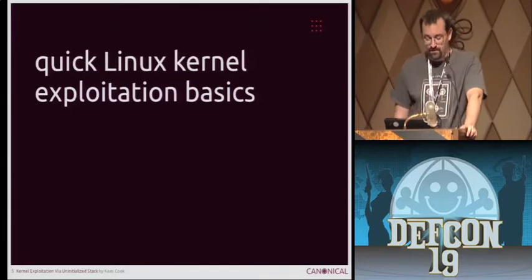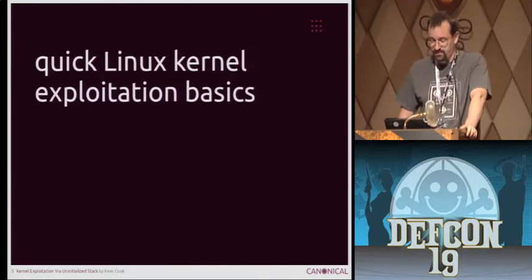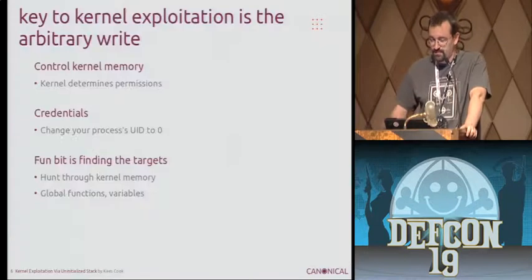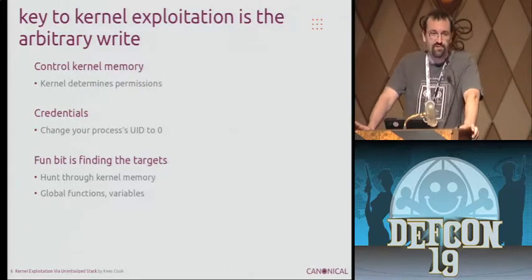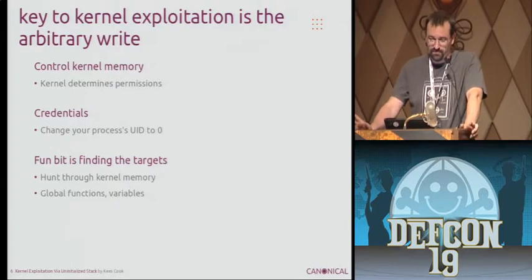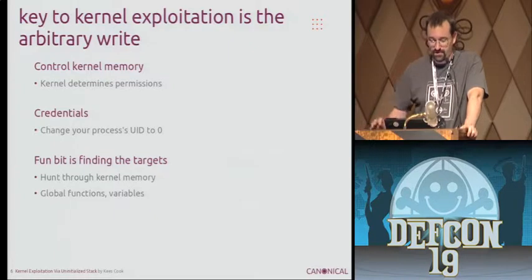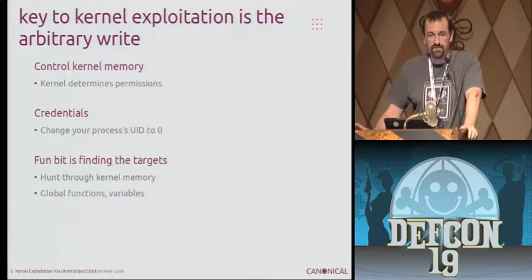So a quick overview of Linux kernel exploitation. The main goal for any kind of kernel attack is to get control over execution flow. Usually you can just set the user ID of the process you're using to 0 and you're root and you have full control over the system. But actually finding targets to do this is what's tricky. You need an arbitrary write to start with, and then going from there is what makes things more fun.